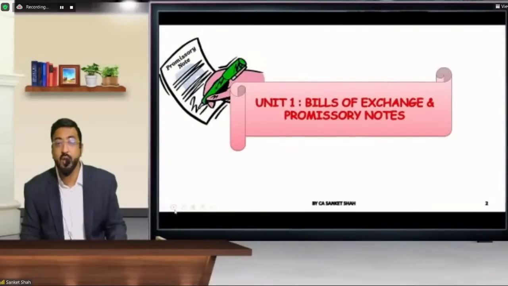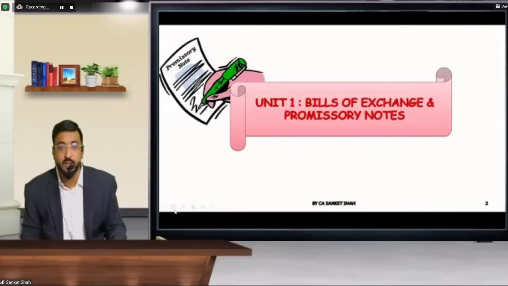But as you are aware, before starting any session, our basic rule is that we revise our traditional approach and modern approach. Traditional approach: debit the personal, real, nominal. Personal account, debit the debtor, credit the creditor. Real account, debit what comes in, credit what goes out. Nominal account, debit all expenses and losses, credit all incomes and gains.